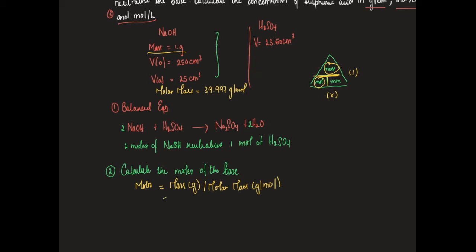So we're just going to plug in the values. 1.0 grams, and we're going to divide that by 39.997 grams per mole. This is going to cancel out, leave mole, and you're going to be left with 0.0250 mole of sodium hydroxide. Now, if you figured that the next step would be calculating the moles of the acid, you would have been correct. But before we do this, let's take a look at the question again.